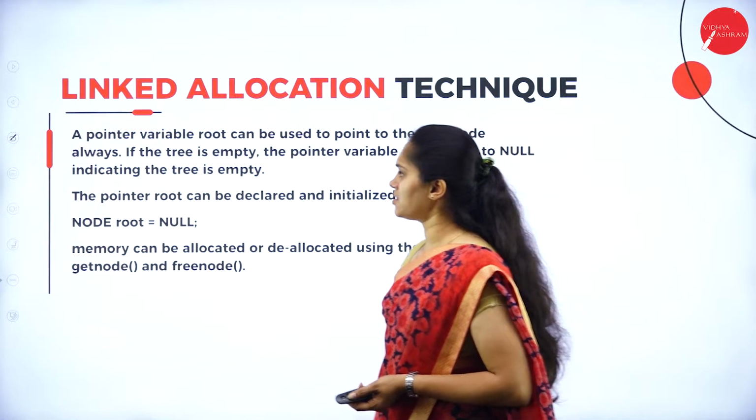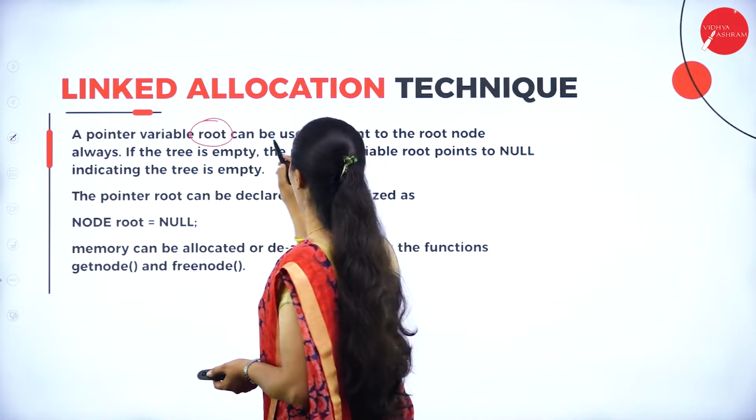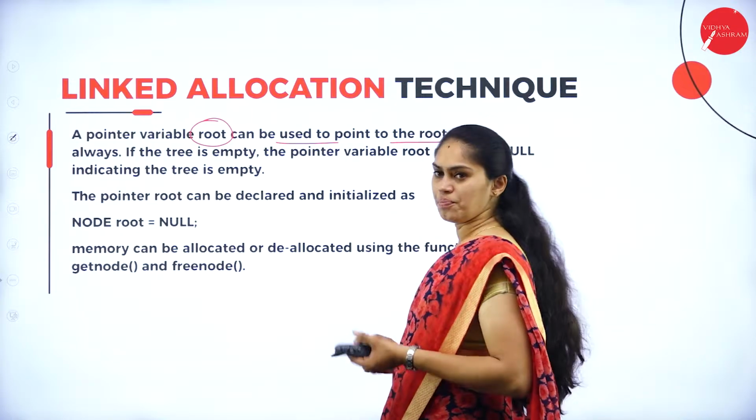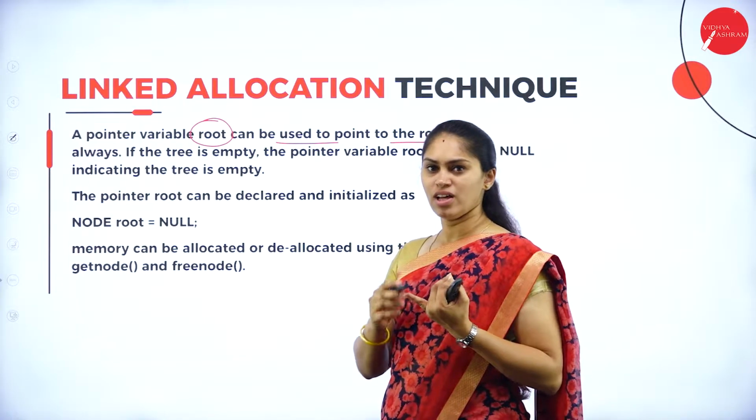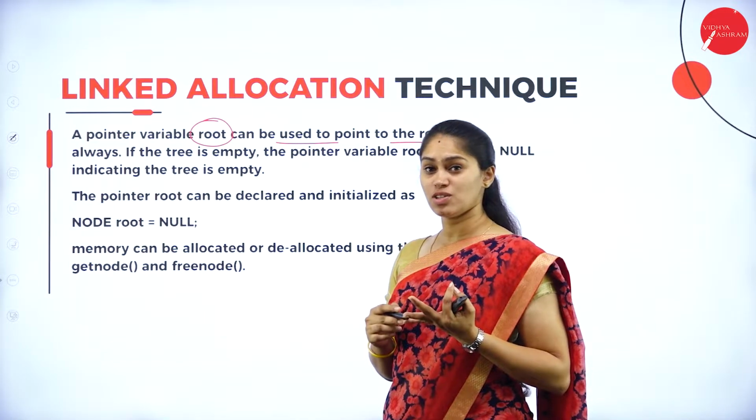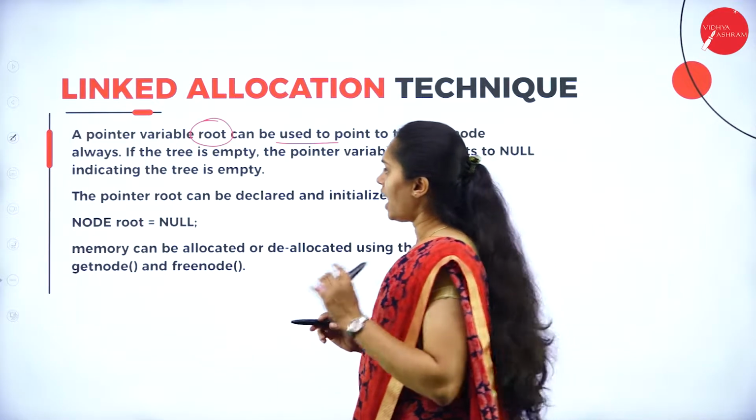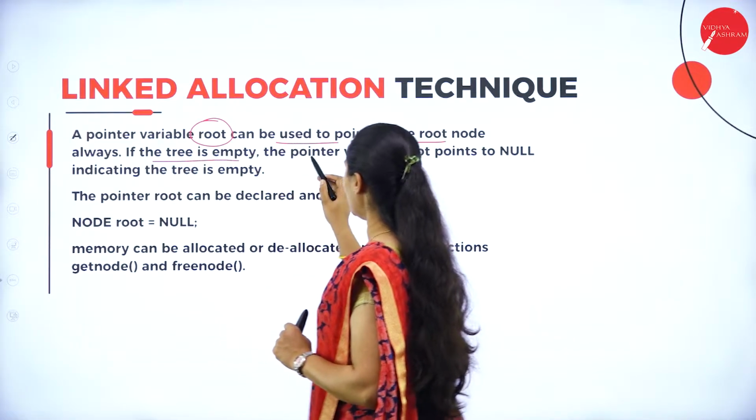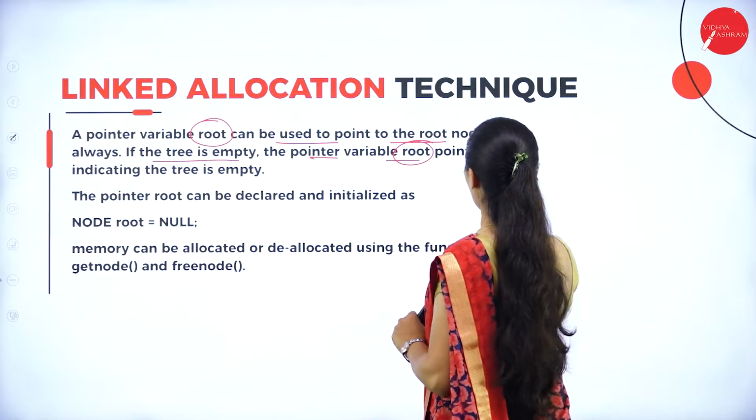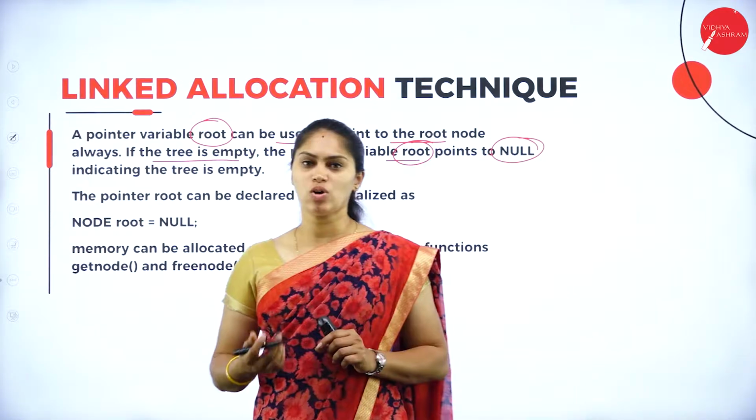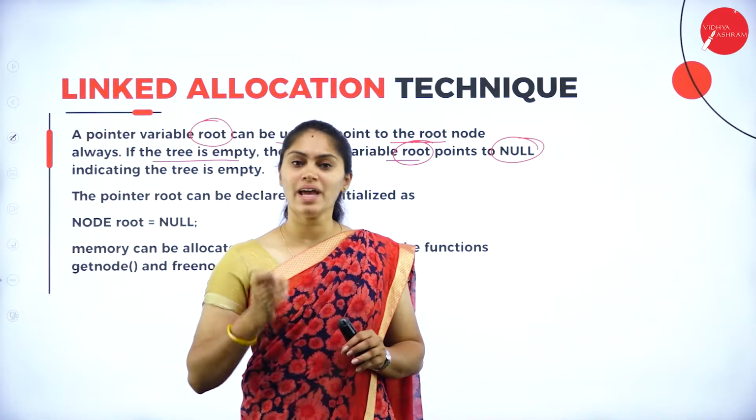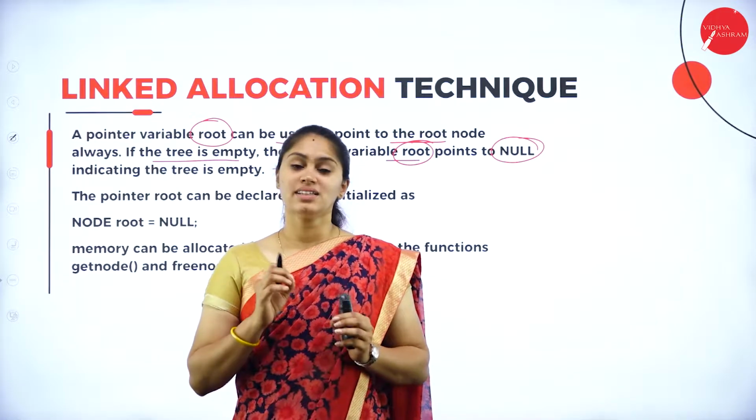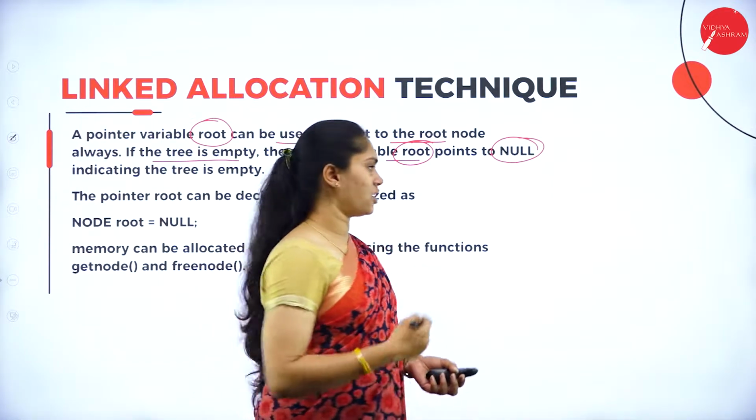And next, you can see that a pointer variable root can be used to point to the root node. Of the three pointer variables, we have root, r-link, and l-link. Root is used to point to the root node, and if the tree is empty, then the pointer root is going to be null. If it is not pointing to any node in a binary tree, then that root is going to be assigned null.